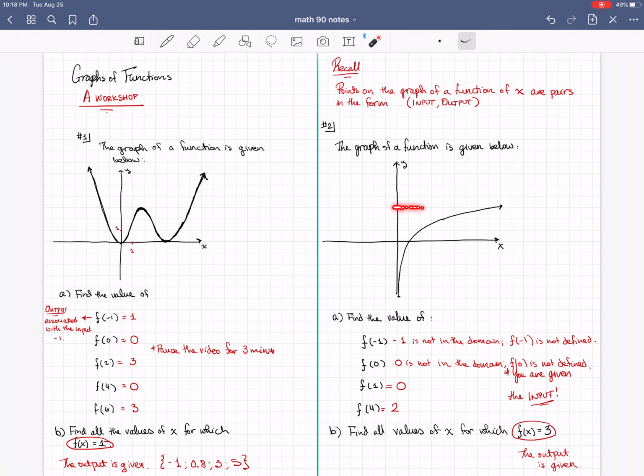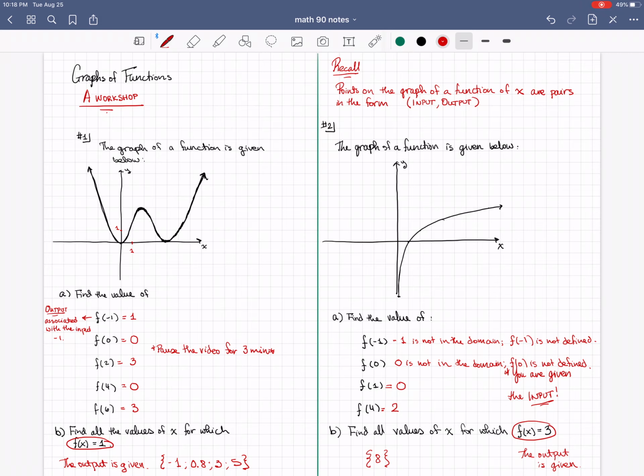and it looks like there's only one such point, and here it is. There is the point whose y-coordinate is 3, and the x-coordinate is actually 8. So you can count the squares from the origin to here, and you will see that there are 8 units. So there's only one value of x for which f of x is 3. There's not always going to be more than one, and that is 8.